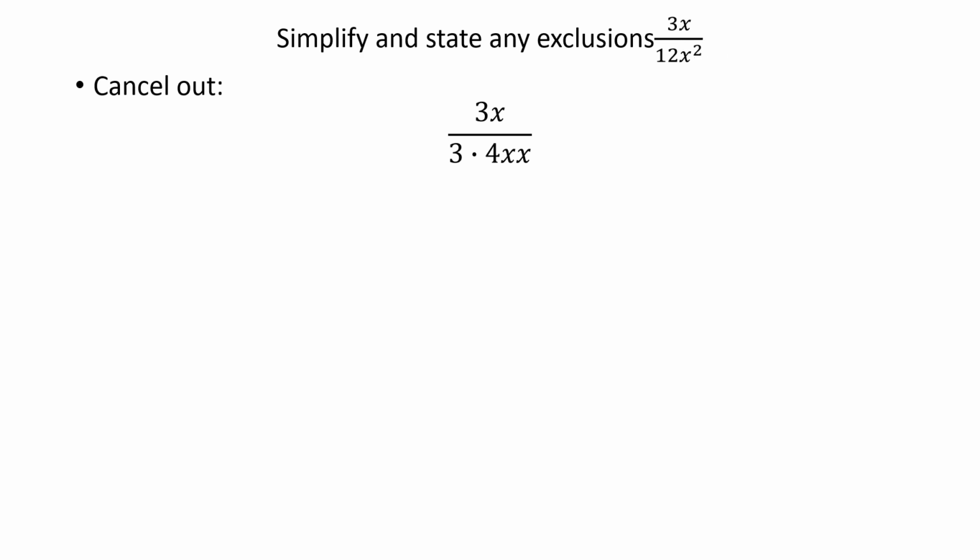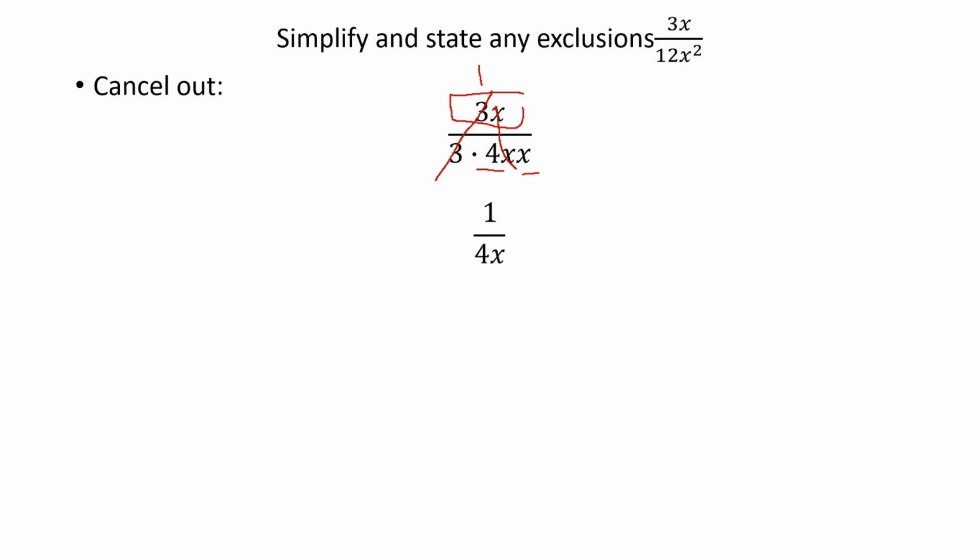So now I need to mark out or cancel out what they have in common. 3 and 3 cancel out. x and x cancel out. And remember, when everything is used up, there's still a 1 on top. And then on the bottom, I have a 4 and an x. So I should end up with 1 over 4x. If you didn't get there, take a second and figure out how I got there.